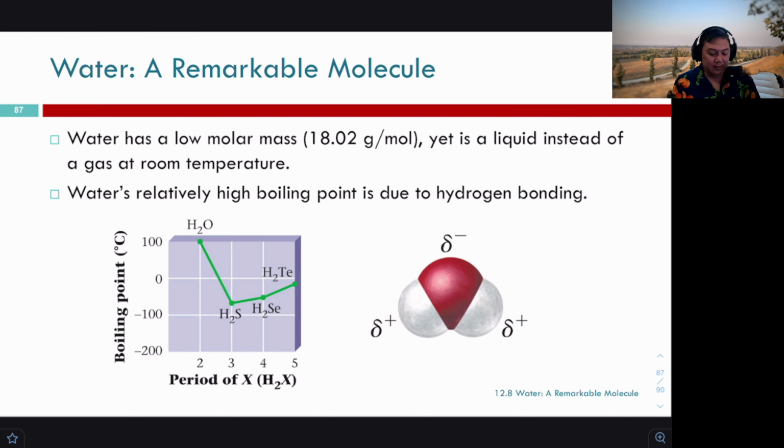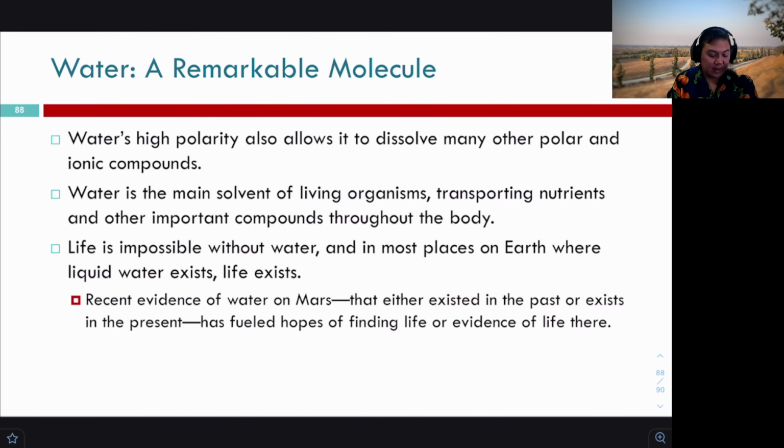So it has a boiling point of 100 degrees Celsius, whereas other molecules that are similarly sized, so H2S, H2Se, or H2Te, which are all in the same column as oxygen, sulfur, selenium, and tellurium, are all gases at room temperature. And water is really what allows life to exist because it dissolves many other polar and ionic compounds. It transports nutrients throughout our bodies. And life is impossible as we know it without water.